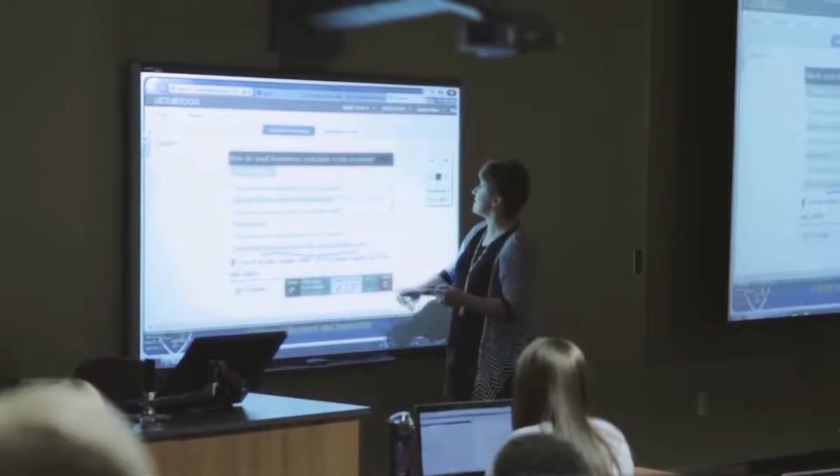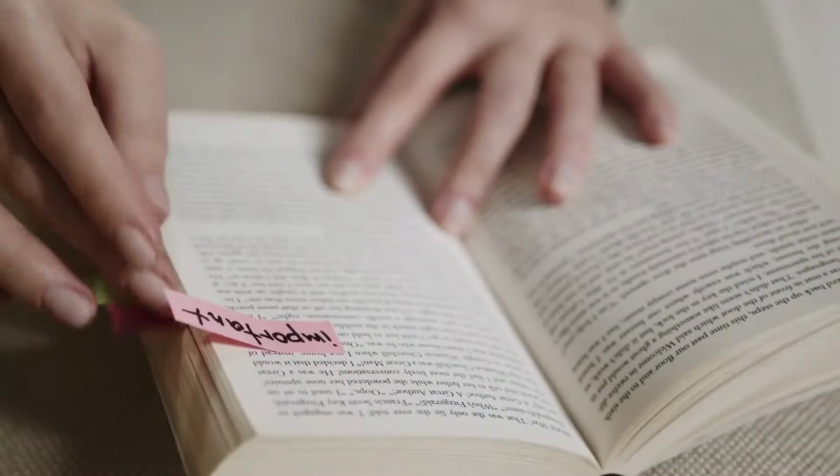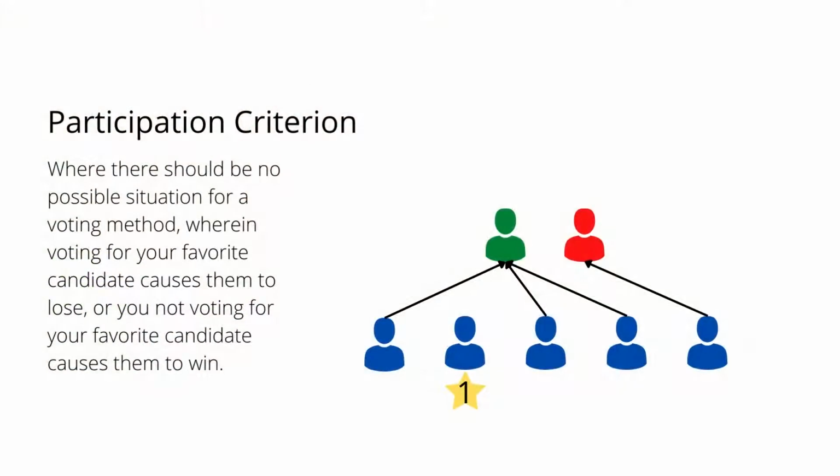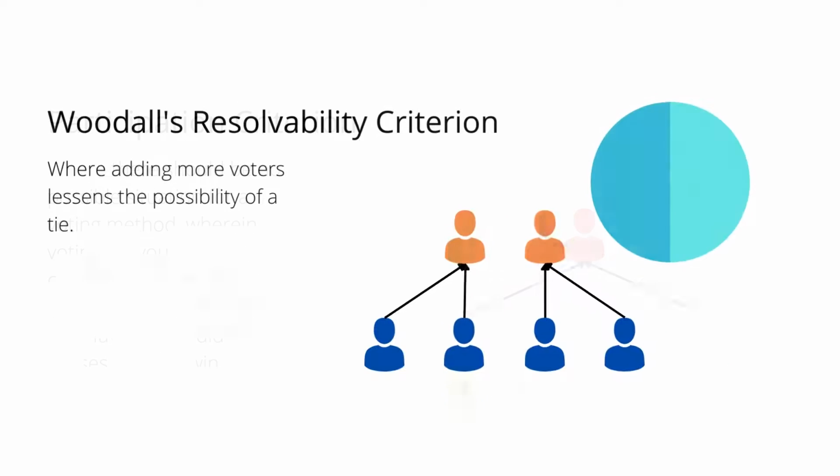Beyond the main criteria already discussed, there are other less known yet equally important criteria to take note of. Participation criterion, where there should be no possible situation for a voting method wherein voting for your favorite candidate causes them to lose, or you not voting for your favorite candidate causes them to win.